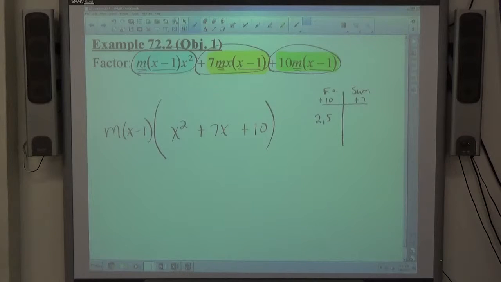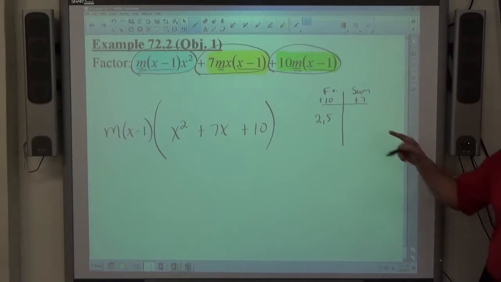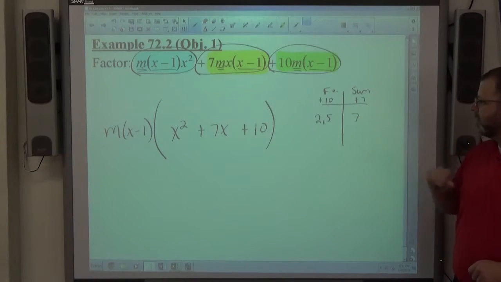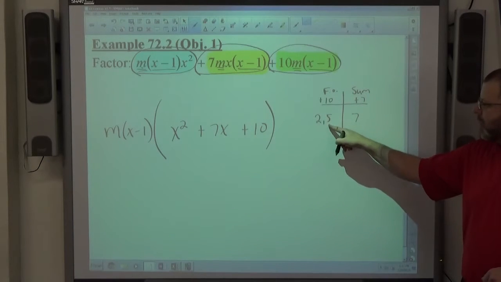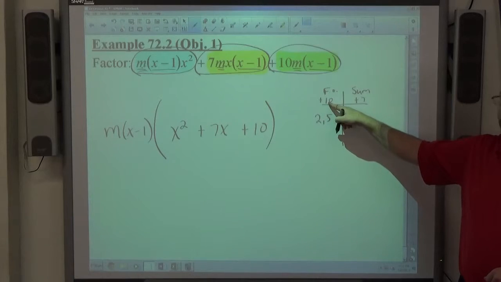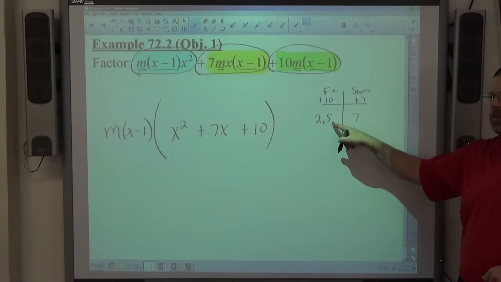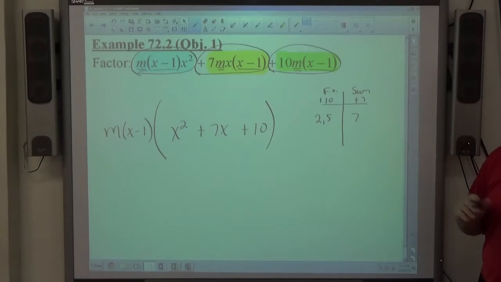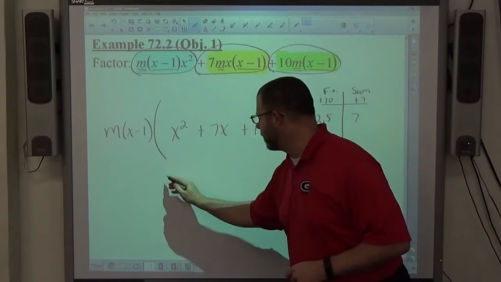Again, if you can't immediately see 2 and 5, 1 times 10 makes 10, adds to 11, that's not right. 2 times 5 makes 10, 2 plus 5 is 7. So positive 2 and positive 5 makes a positive 10 multiplication. Positive 2 plus 5 makes a positive 7 sum. The pair of numbers that does both things is the one we're looking for.